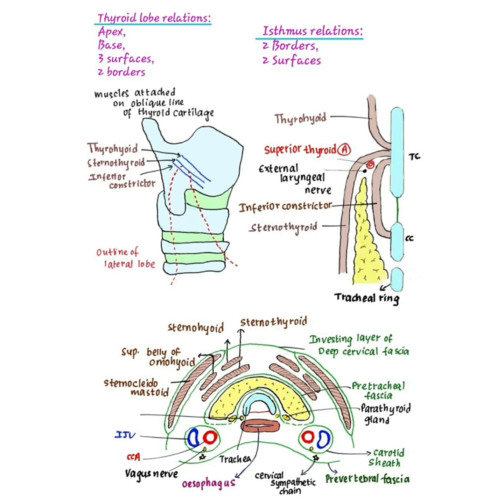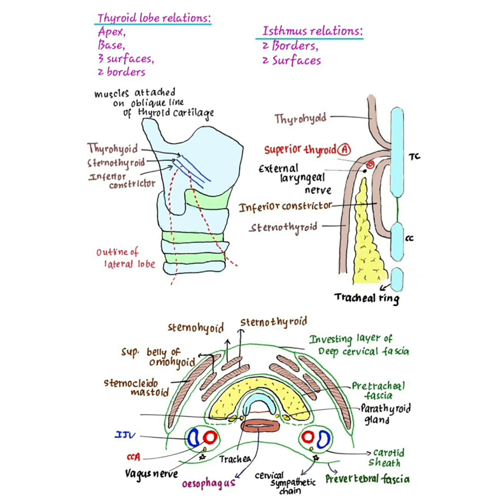Medial surface, it is related to two tubes, trachea, esophagus, two cartilages, thyroid cartilage, cricoid cartilage, two muscles, inferior constrictor and cricothyroid, two nerves, external laryngeal nerve and recurrent laryngeal nerve. Posterolateral surface, it is related to carotid sheath and its contents.